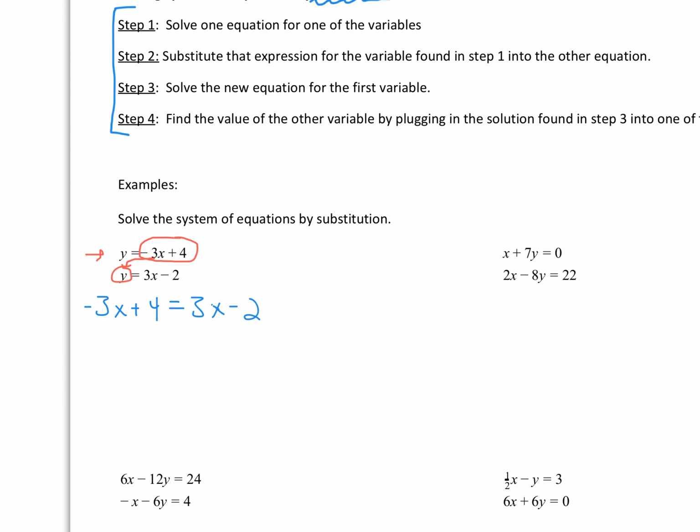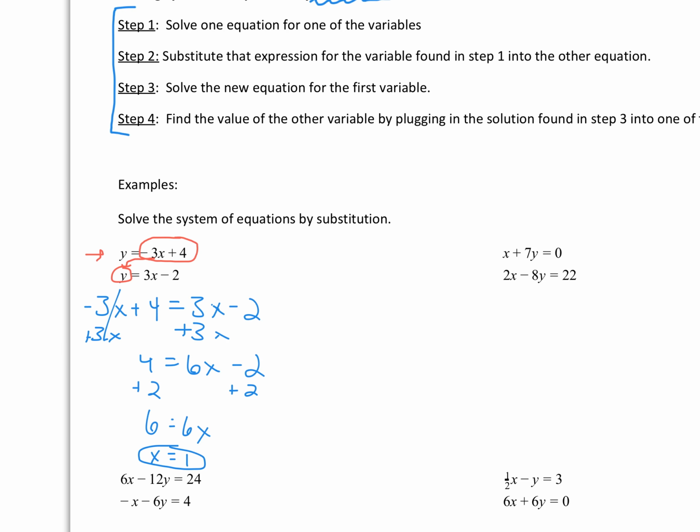Step 3, solve the new equation for the first variable. So now we have just x we can solve for. So let's add 3x, 4 equals 6x minus 2, add 2, 6 equals 6x, and divide both sides by 6. You get x equal to 1. So we've got our first value, x equals 1.